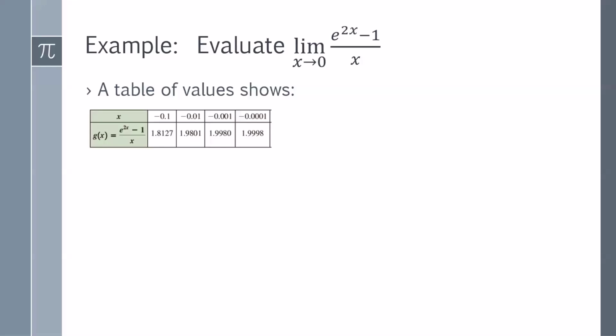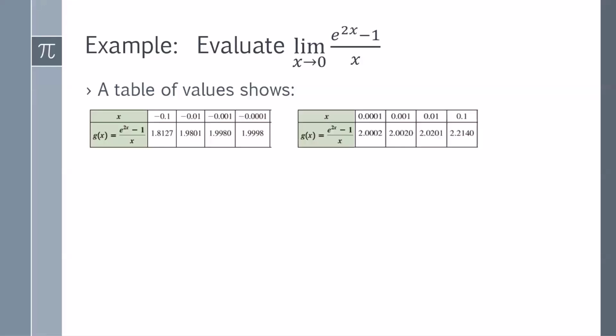If we look at values of x that are a little bit bigger than 0, when x is 0.1, we get about 2.2. When x is 0.01, we get 2.02. Again, these values look like they're going toward 2. So in this case, it appears that the limit as x approaches 0 of e to the 2x minus 1 over x is equal to 2.